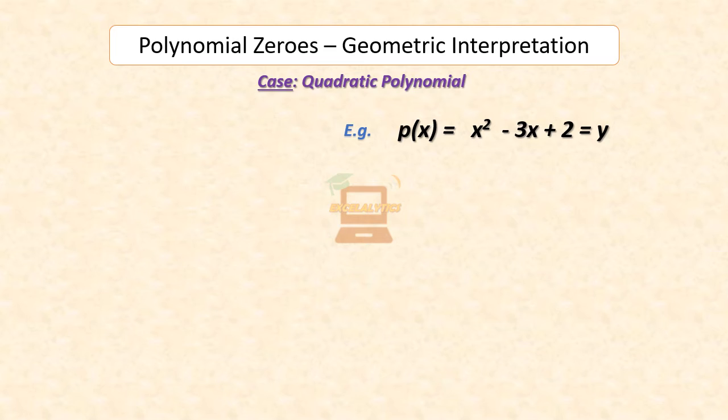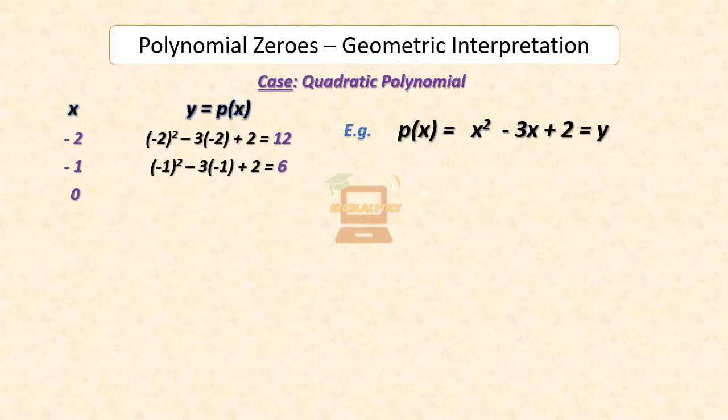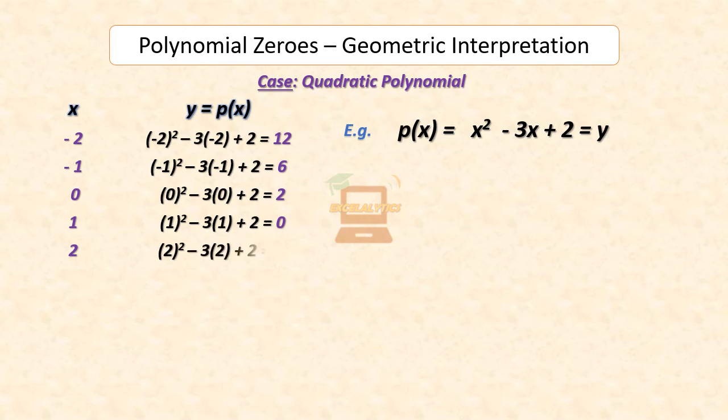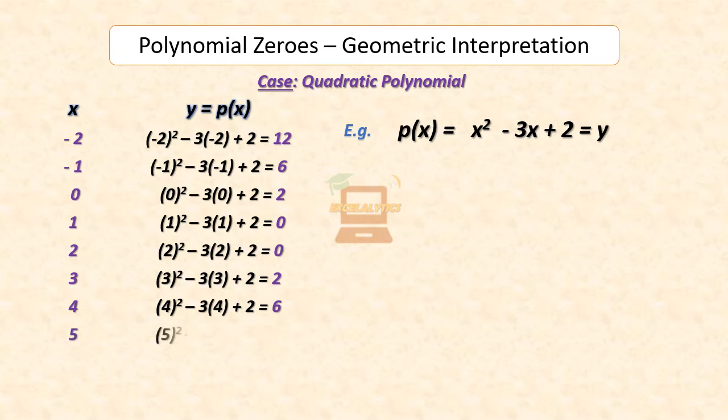For plotting the graph, let us consider some random values of x and obtain the corresponding values of y from the quadratic polynomial. We can thus obtain an xy plot. When x is minus 2, y equals 12. When x is minus 1, y is 6. When x is 0, y takes the value of 2. When x is 1, y equals 0. When x is 2, y is 0. When x is 3, y takes the value of 2. When x is 4, y is 6. And let us plot one more point: when x is 5, y is 12.